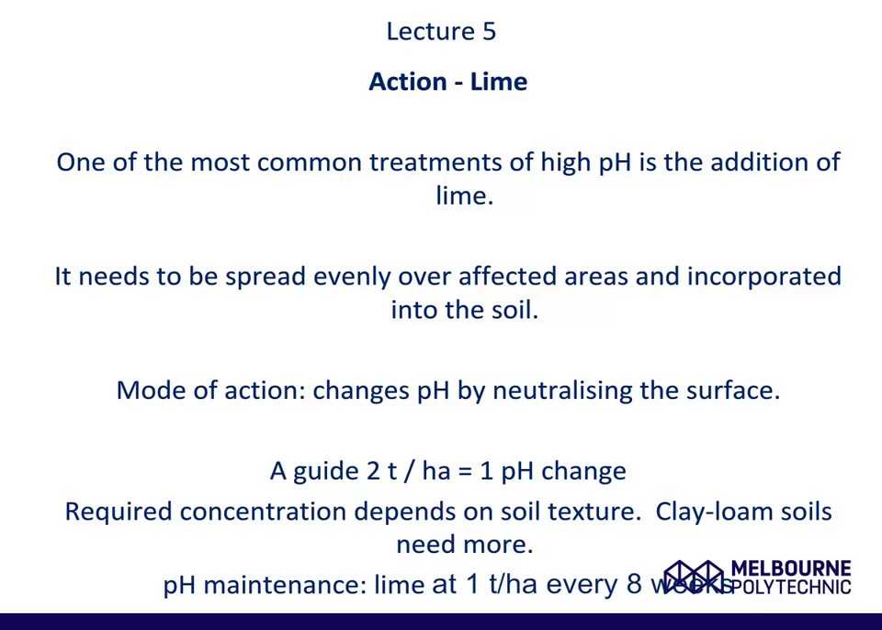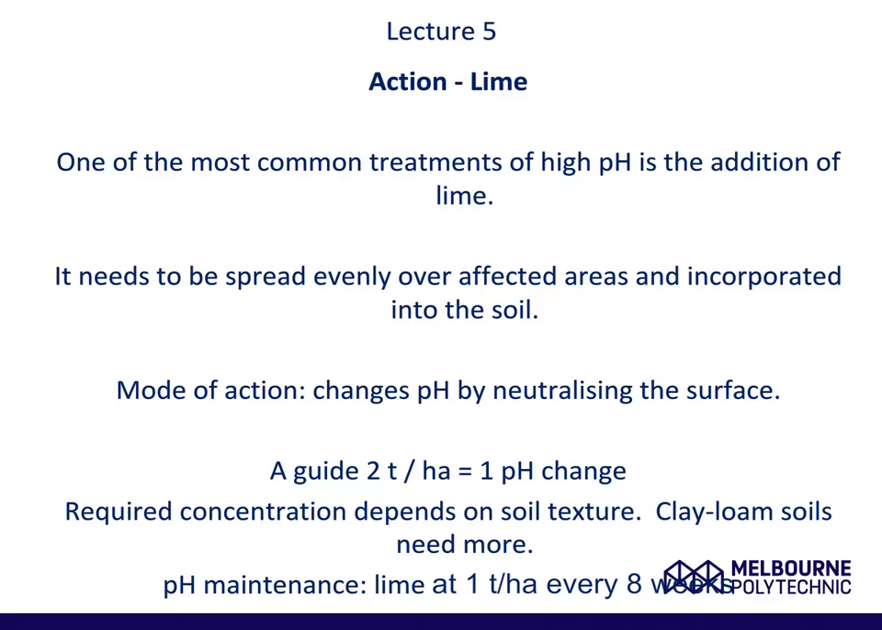The lime works by changing the pH and neutralizing the surface. As a rule of thumb, the guide of lime to add is 2 tons per hectare for every 1 pH change you wish to undertake. Ensure that you measure your pH after your lime application. The lime application may depend on the soil type, as clay-loam soils tend to need more application than sand soils.